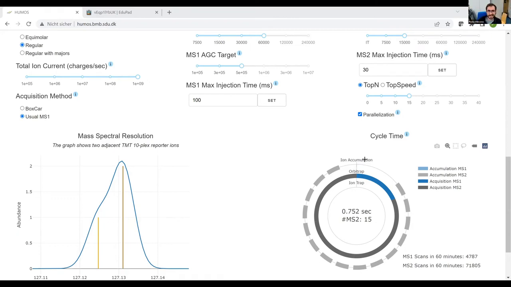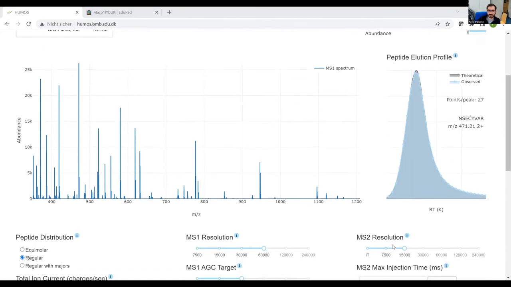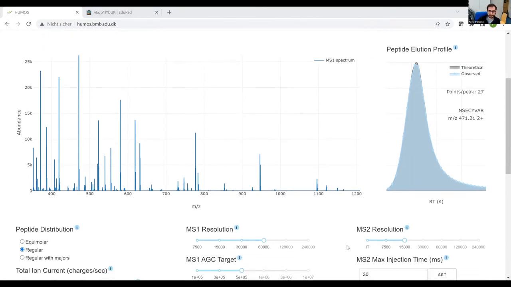So in the first step, an MS1 happened. And then depending on the setting, in this case top 15, we have 15 MS2. So the time is depending on this setting, let's say. Then a new MS1 is going to happen, and that one also defines the peak. Scrolling up, it's possible to see that the peak is depending on it.